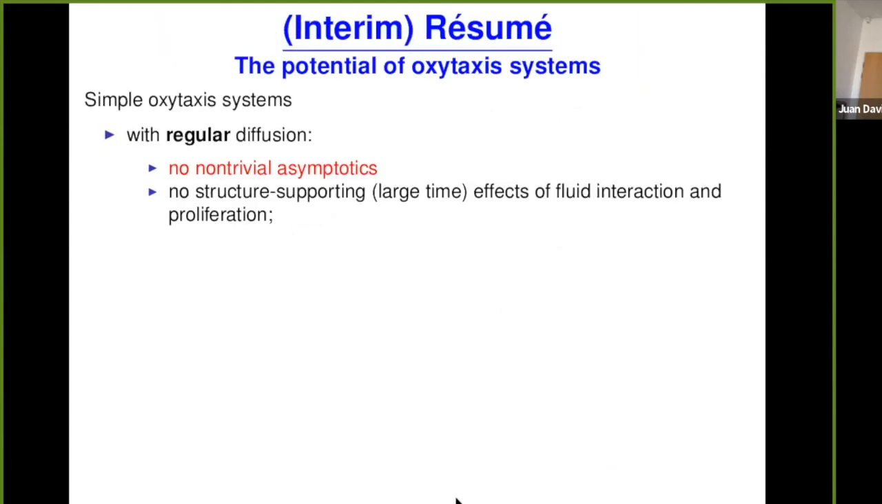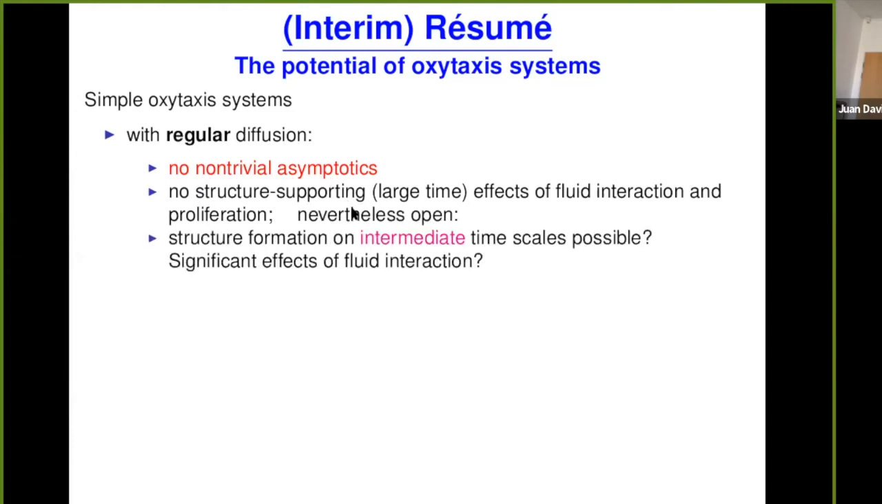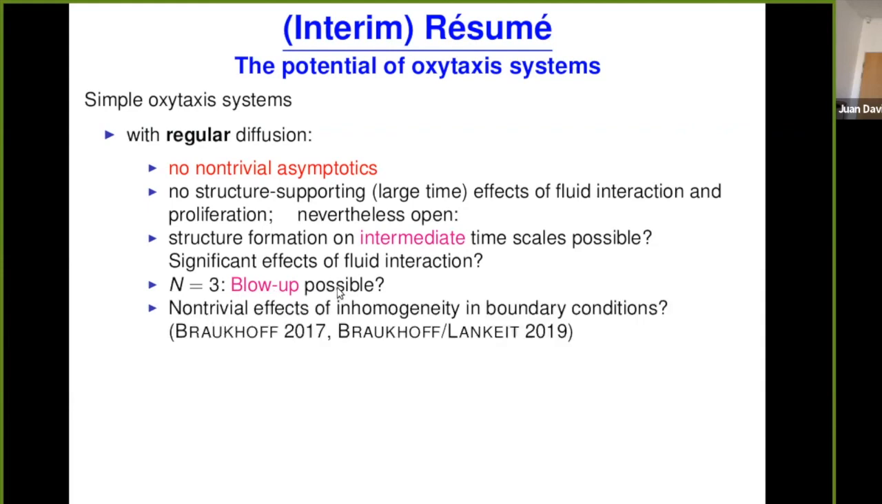So a brief summary. The simple oxytaxis systems, the nutrient taxis systems that we have discussed in the beginning with regular diffusion, have no non-trivial asymptotics, no structural support at large timescales. Of course, it is not fully clear what happens at intermediate timescales. So especially in the 3D case, you may even have blow up, but after a while, everything becomes smooth, and in the large time limit, things are homogeneous. So the big guess is that also on small time scales, there is no dramatic structure development.